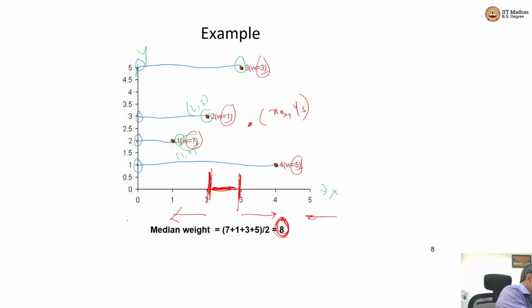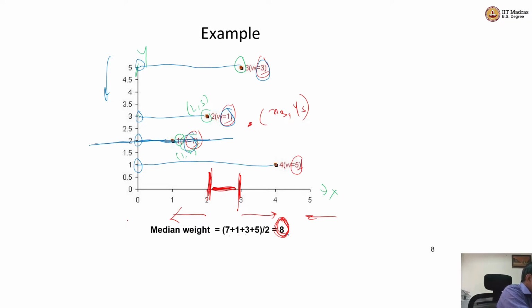So let us go from top to bottom. The weight is 3 plus 1, 4. I have still not hit the median. Median is 8. 3 plus 1, 4. I have not hit the median. 4 plus 7 is 11. That's it. I have crossed the median, and therefore my facility should be located at 2.